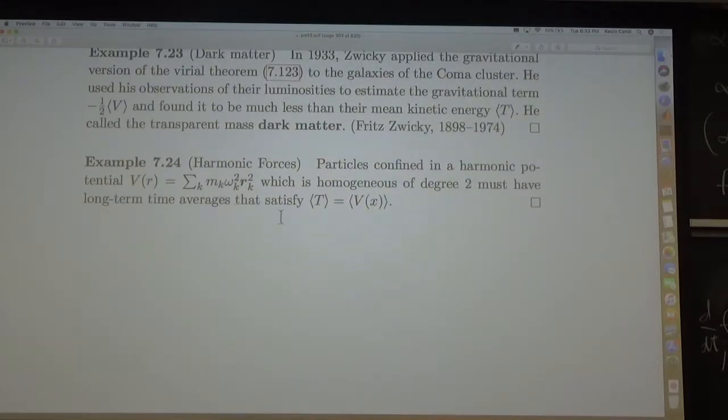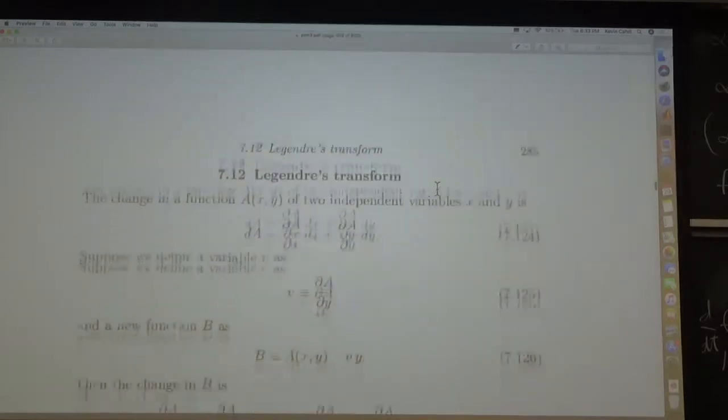Harmonic forces are homogeneous of degree 2, and so there the Virial Theorem takes a simpler form, namely that on average the kinetic and potential energies are equal. And that's then true of things bound in harmonic potentials.